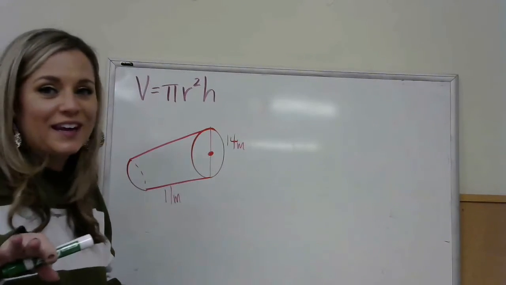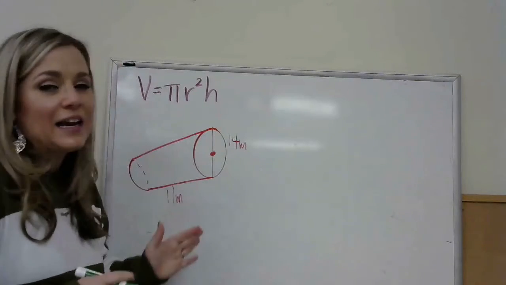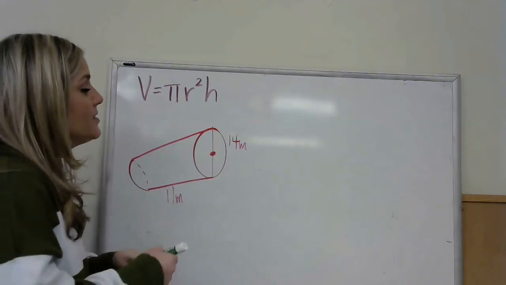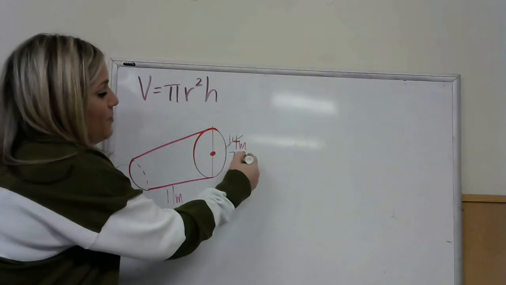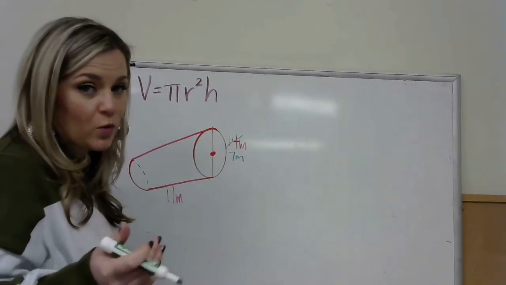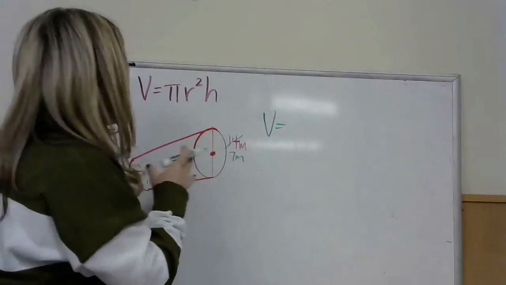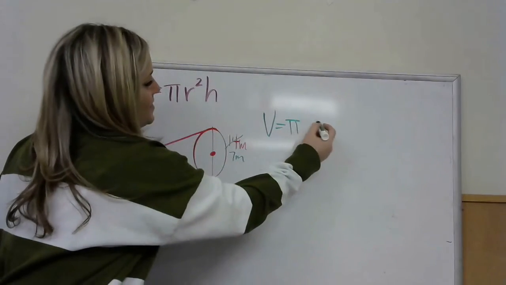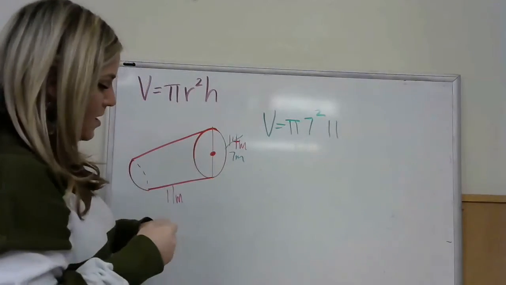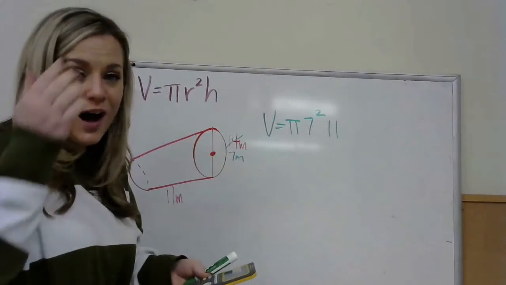All right, hopefully you paused the video. I noticed that they gave me the diameter 14. So I need the radius, and I know the radius is half of this, so it's 7 meters. I'm just going to mark it out, put 7 meters. I also know that 7 squared is 49, but I'm going to go ahead and put in 7 squared in the calculator. So volume is equal to pi times 7 squared times my height, which is 11. I'm going to plug this in, and let's see what I get. Hopefully I got what you got.